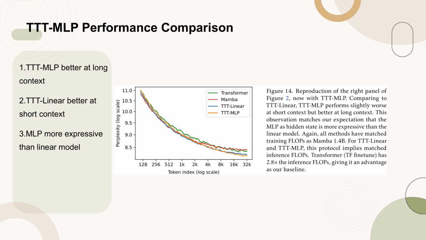This aligns with the expectation that MLPs, with their more expressive hidden states, are better suited for handling longer contexts. Both TTT linear and TTT MLP have matched training and inference FLOPs, ensuring a fair comparison. The transformer baseline, with 2.8 times the inference FLOPs, has an inherent advantage due to its higher computational capacity.